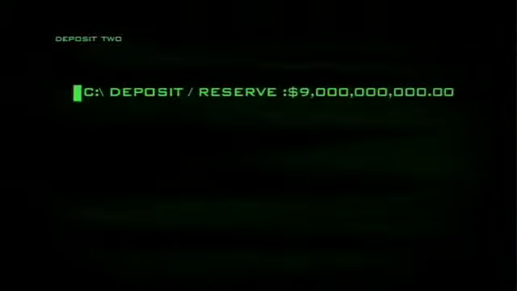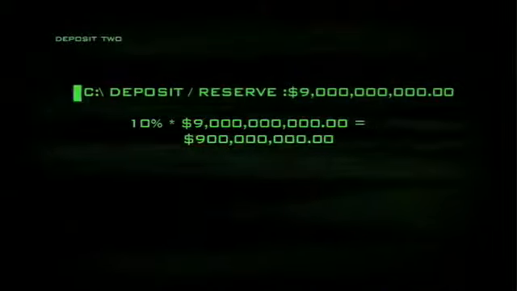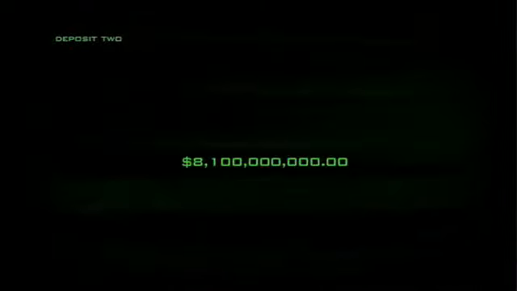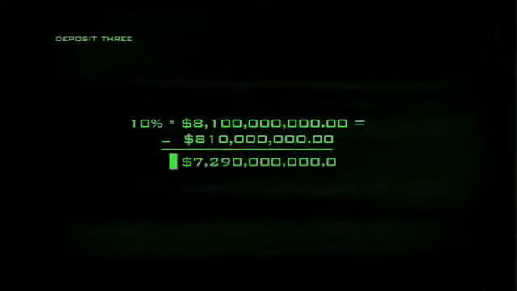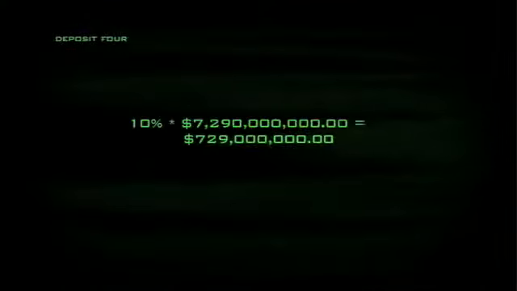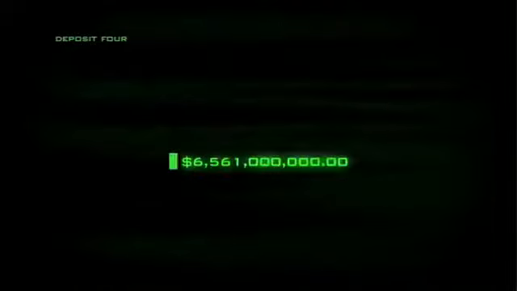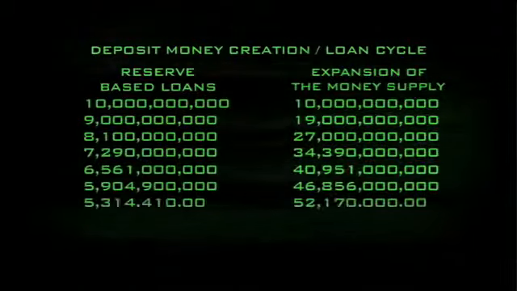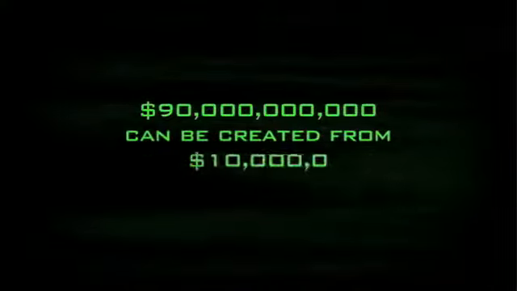The process then repeats, for that deposit becomes part of the bank's reserves. 10% is isolated, and in turn 90% of the $9 billion, or $8.1 billion, is now available as newly created money for more loans. And of course, that 8.1 can be loaned out and redeposited, creating an additional 7.2 billion, to 6.5 billion, to 5.9 billion, etc. This deposit money creation loan cycle can technically go on to infinity. The average mathematical result is that about $90 billion can be created on top of the original $10 billion.